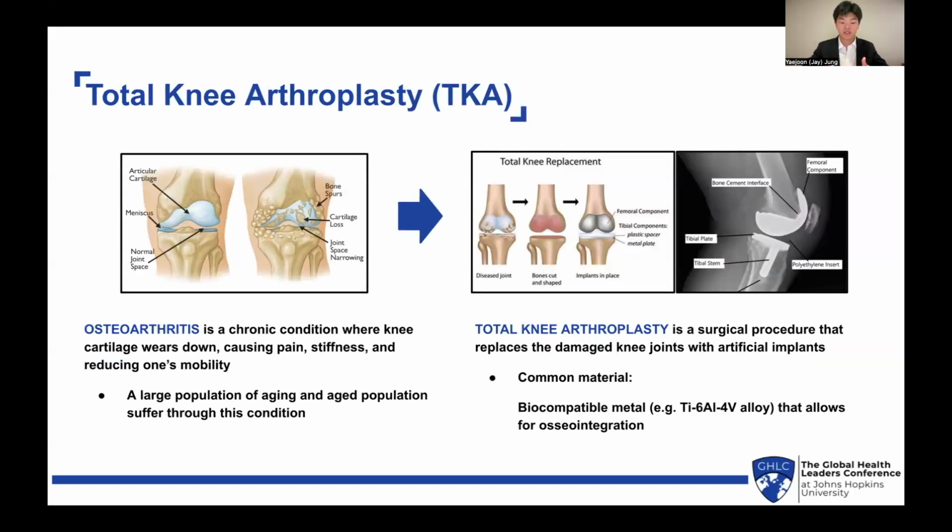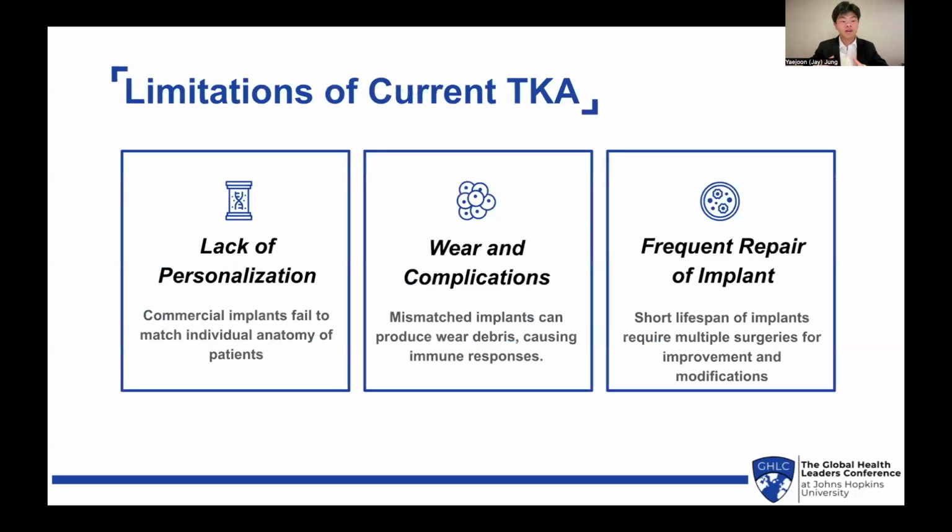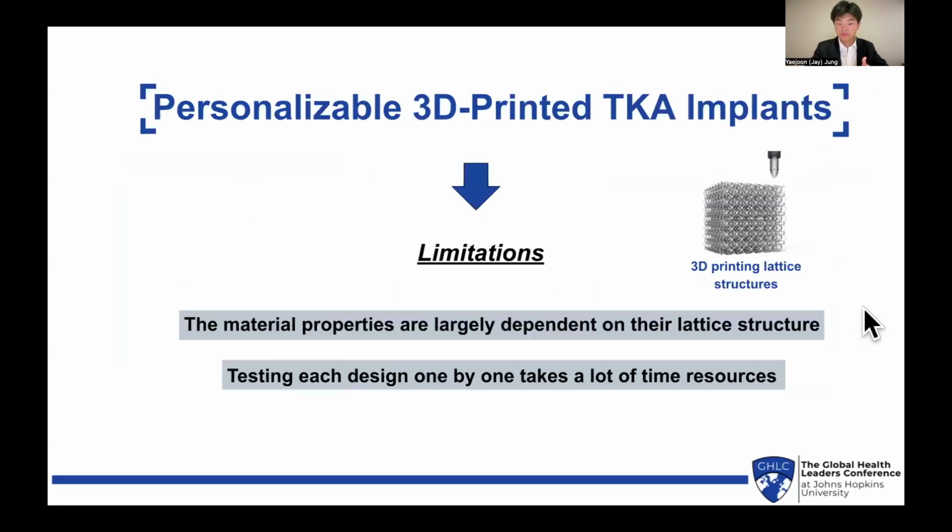Osteoarthritis is a chronic condition where the knee cartilage wears down, causing pain, stiffness, and ultimately hinders one's mobility. Luckily, there is a solution to this. It's called TKA, or total knee arthroplasty. TKA is a surgical procedure that replaces the damaged knee joint with artificial implants, usually titanium. Yet, the current limitations of TKA, lack of personalization, wear-in complications, and frequent repair of implants are all current concerns.